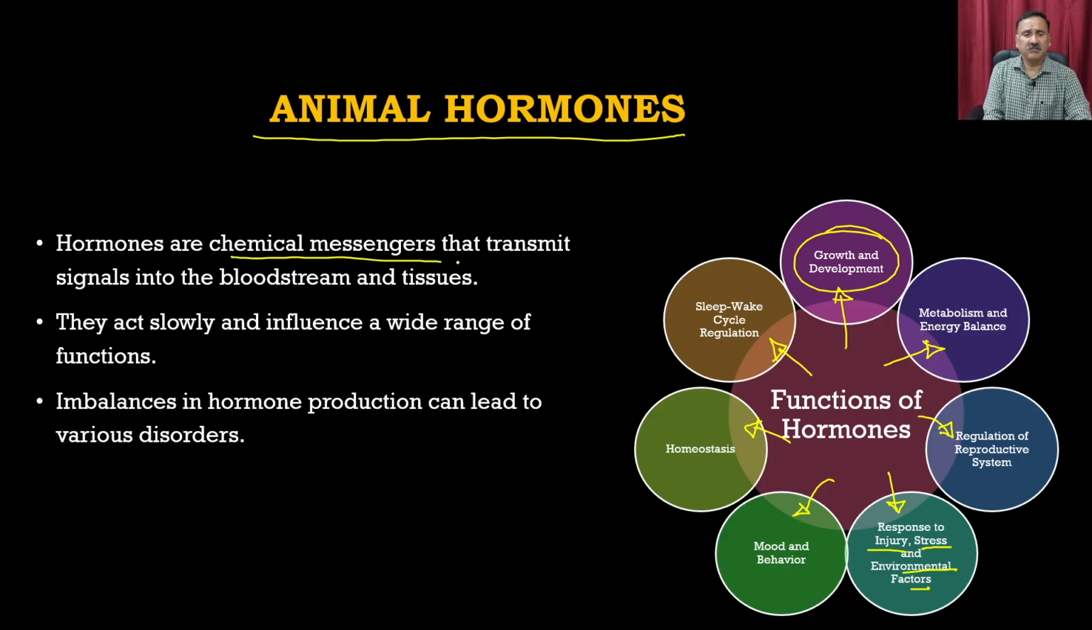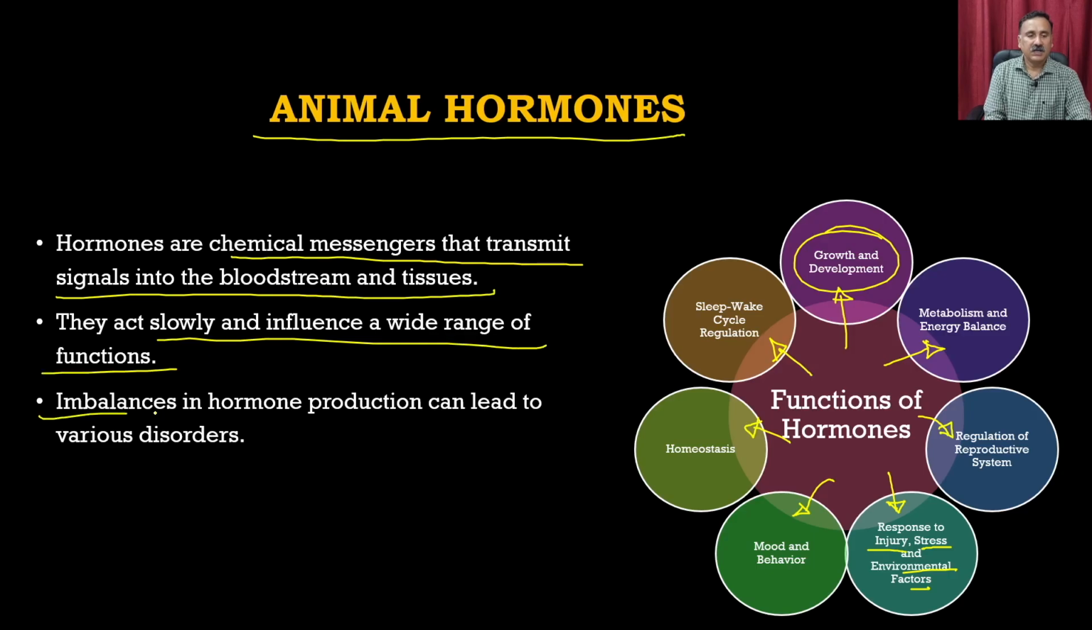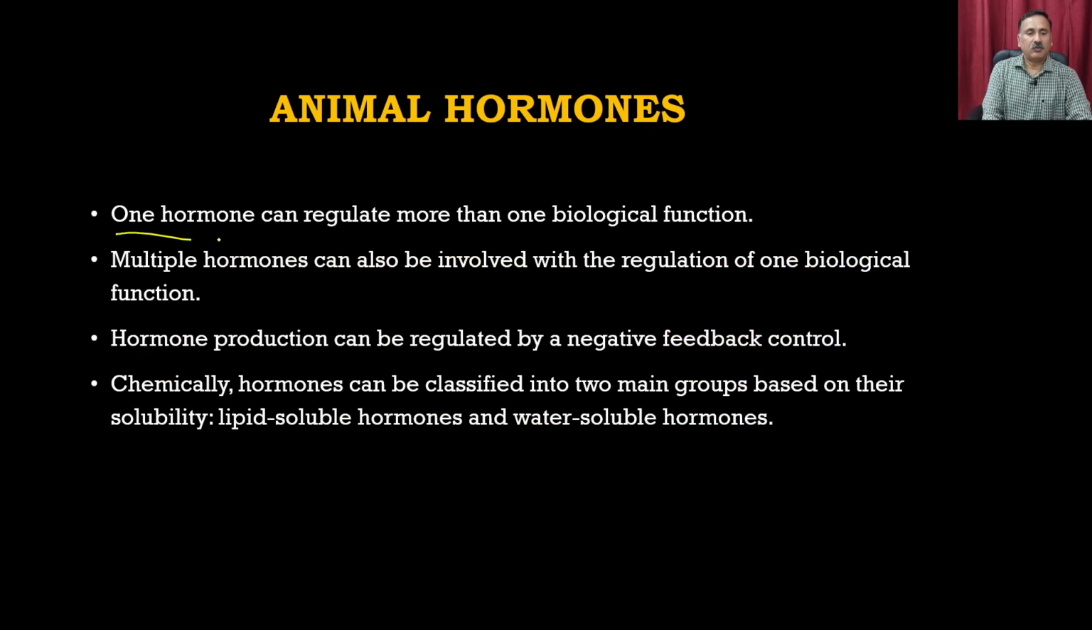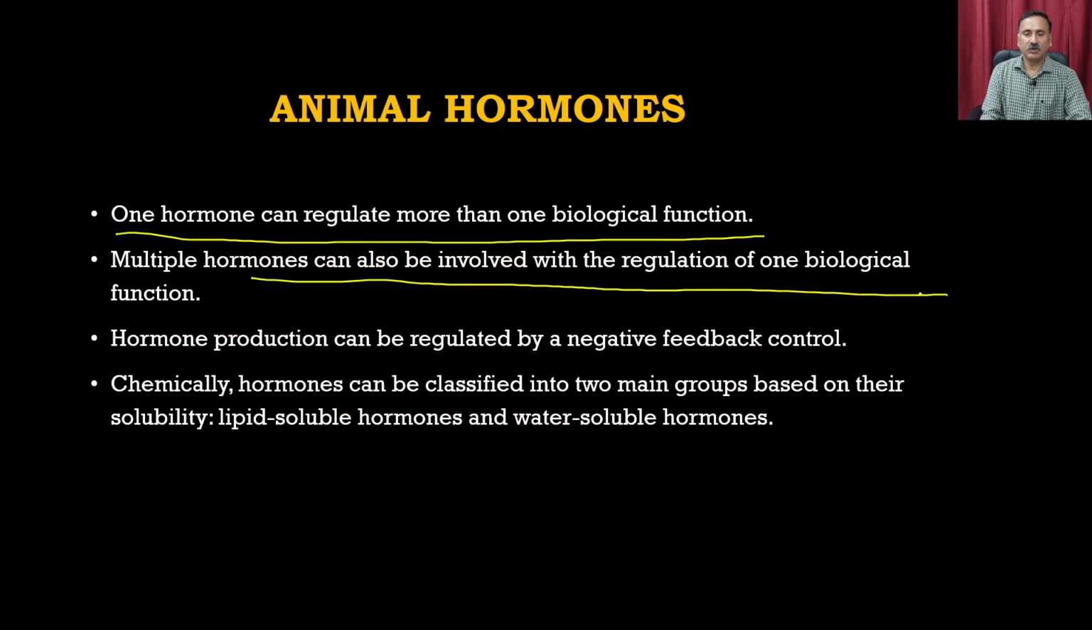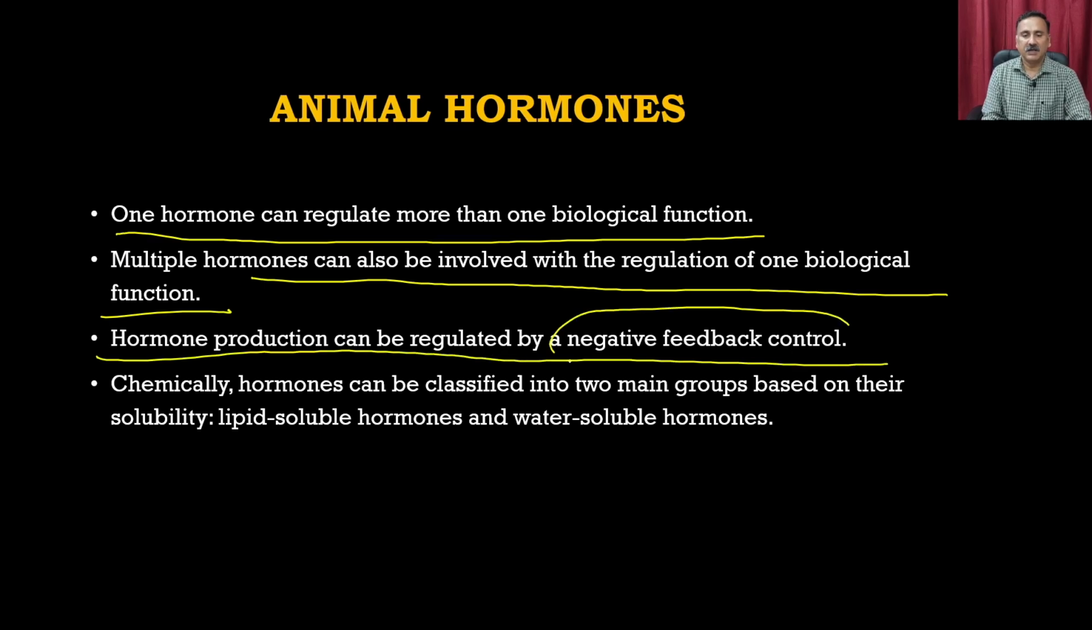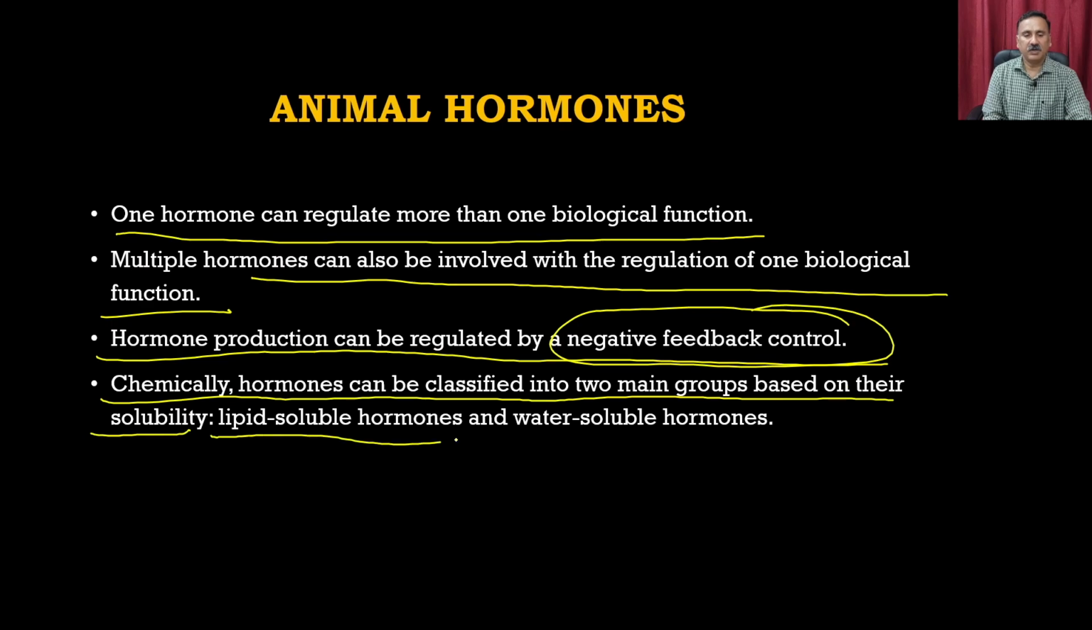So hormones are chemical messengers that transmit signals through the bloodstream and tissues. They act slowly and influence a wide variety of functions. Imbalance in hormone production can lead to various disorders. One hormone can regulate more than one biological function. Multiple hormones can also be involved in the regulation of one biological function, and hormone production can be regulated by negative feedback controls, right? Chemically, hormones can be classified into two main groups based on their solubility: lipid soluble hormones or water soluble hormones.